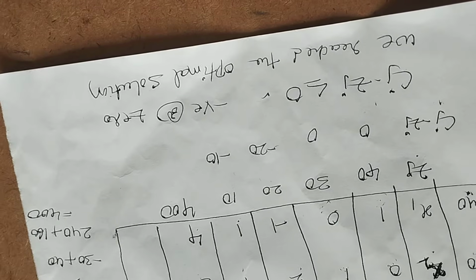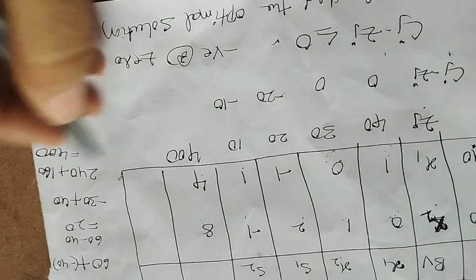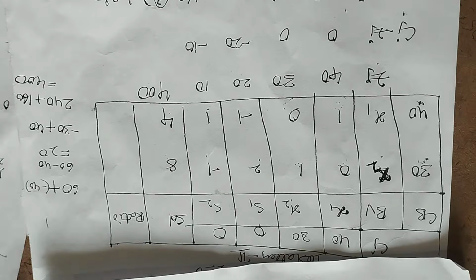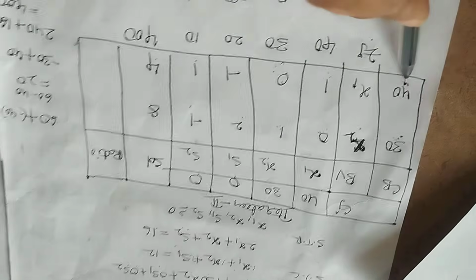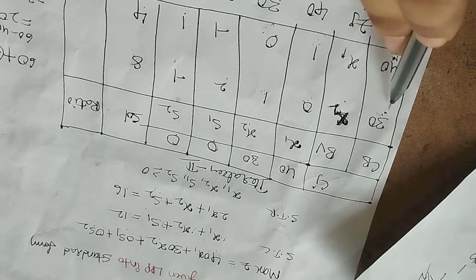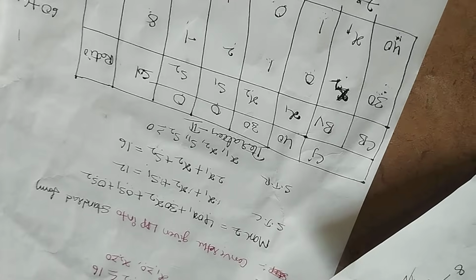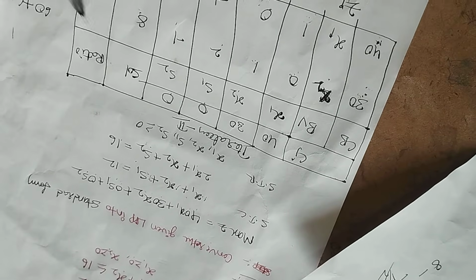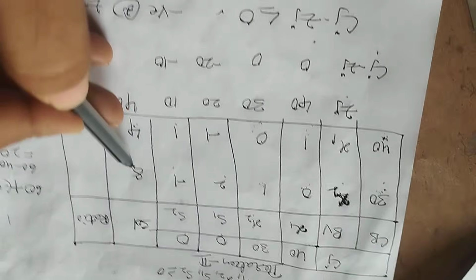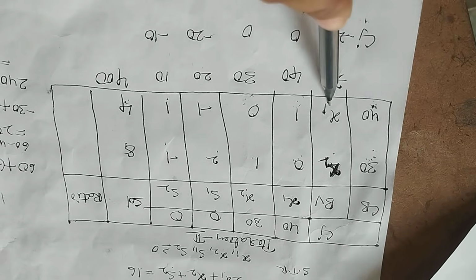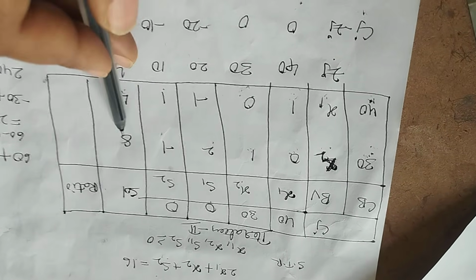What is the optimal solution value of the given LPP? How could we find it? Here x1 is equal to 4 and x2 is equal to 8. Once we substitute x1 is equal to 4 and x2 is equal to 8, then we will get the optimum value, that is max z.